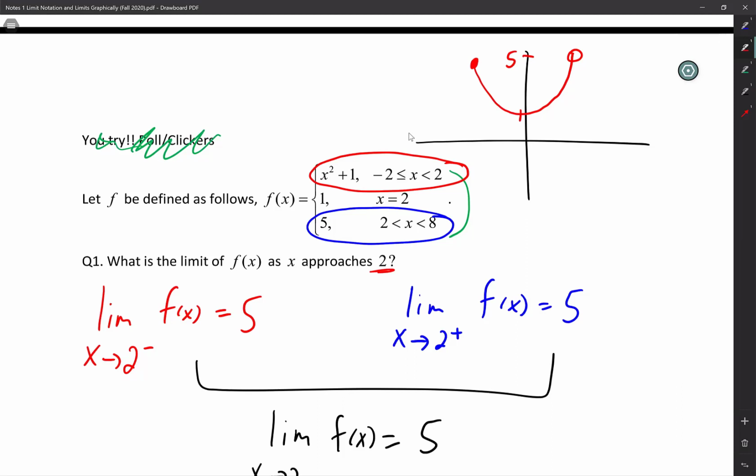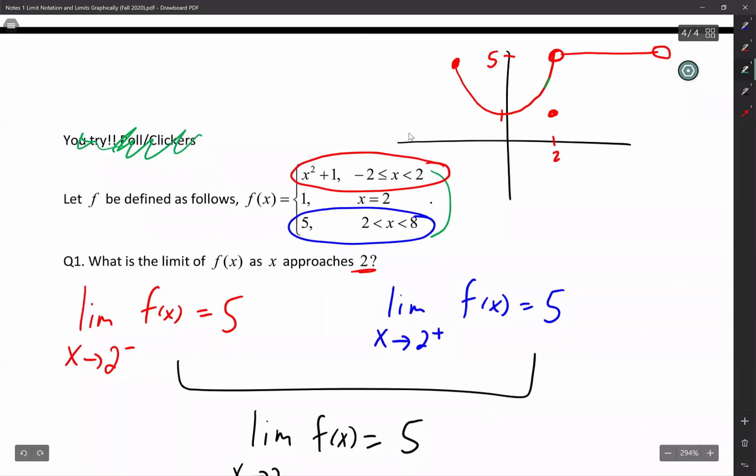Now at x equals 2, y is 1. So I'm going to say here's 2, 2, 1. And then between 2 and 8, hole, hole. And it's 5 all the time. So there it is. So now let's look at it. With that graph, let's see if we can interpret. If I approach 2 from the left, I approach 5. If I approach 2 from the right, I approach 5 as well. So there it is, guys. You just have to go slow, and you can do it.